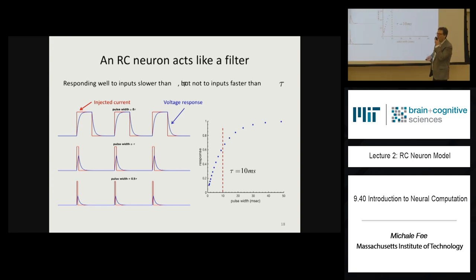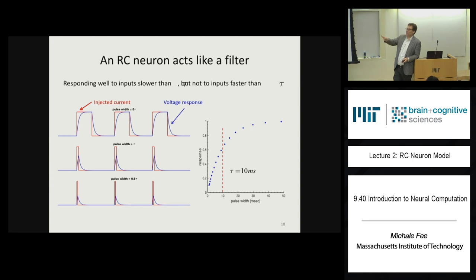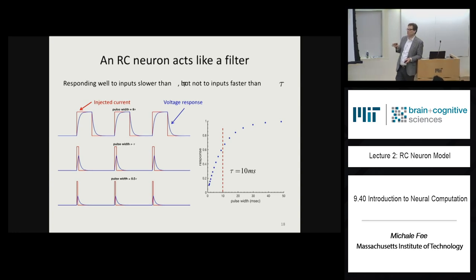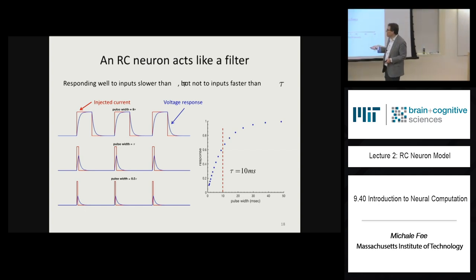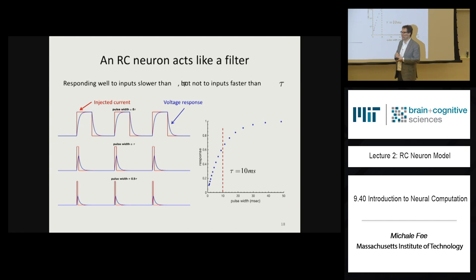Yes? Are there other sorts of filters for responses like that? You can build different kinds of filters from circuits of neurons, but neurons themselves tend to be low-pass filters. You can put in different kinds of ion channels that change the properties of neurons, but sort of to first order, you should think of neurons as low-pass filters.